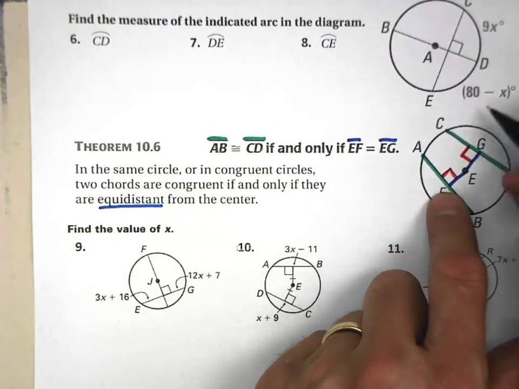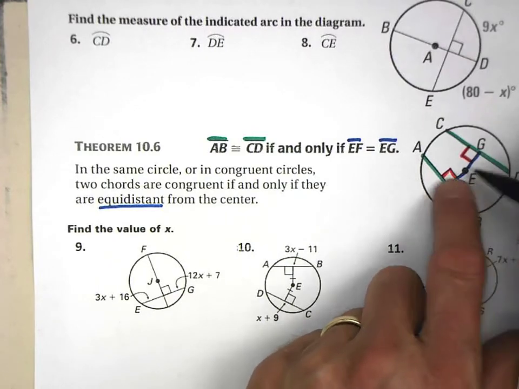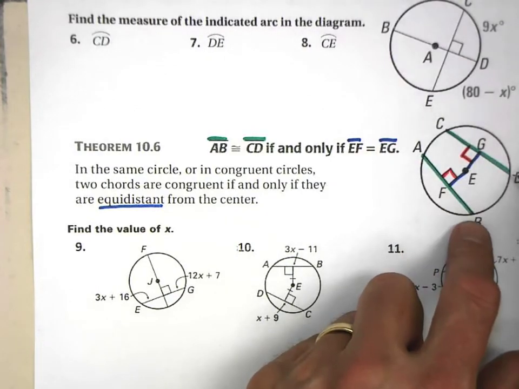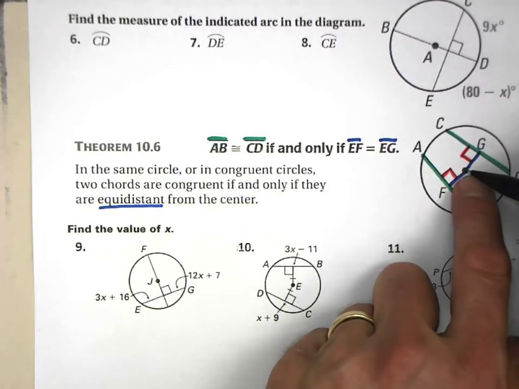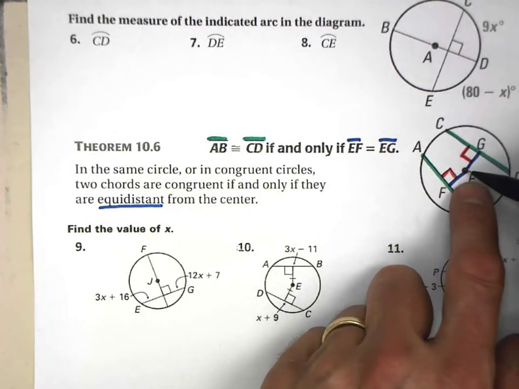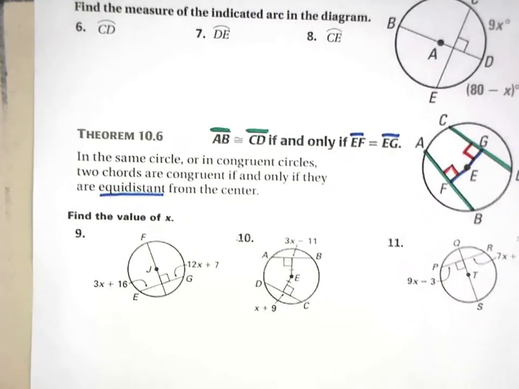Because note it is the perpendicular distance to the center. So chords that are congruent, in other words, they have the same length, will be equidistant, will have the same perpendicular distance to the center.